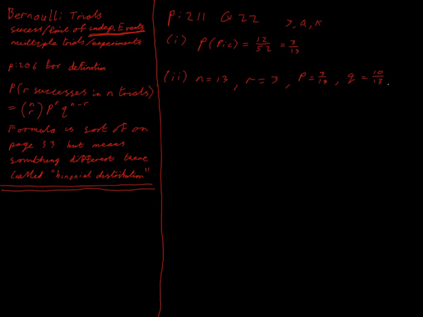This is the setup for getting 3 picture cards when we run the experiment 13 times, when we take 13 cards out of the deck and replace them. But that's not what the question asked. It said find the probability that the 3rd picture card is drawn on the 13th attempt. So we must get a picture card on the 13th attempt. So how would we break that down then?